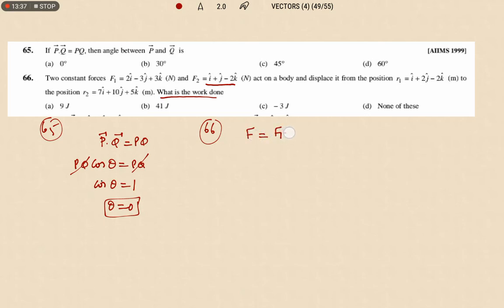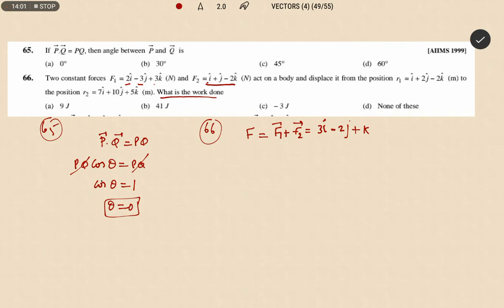What is the net force? F is equal to F1 bar plus F2 bar. Direct addition, component addition. So 2i plus i, 3i; minus 3j plus j, minus 2j; 3k minus 2k plus k.